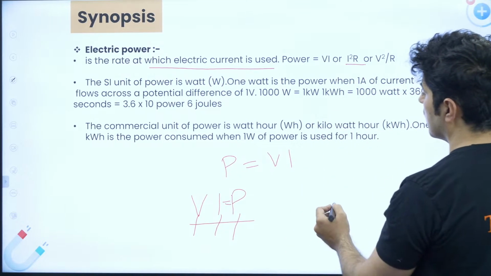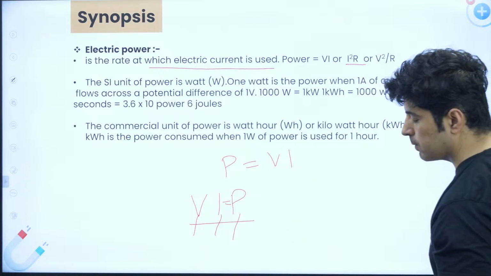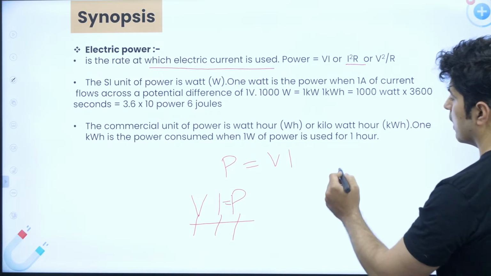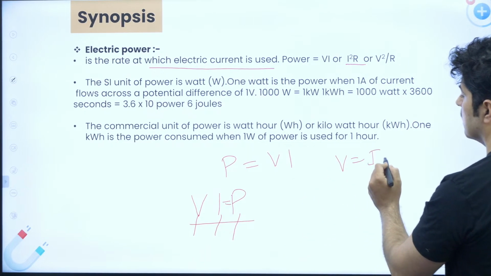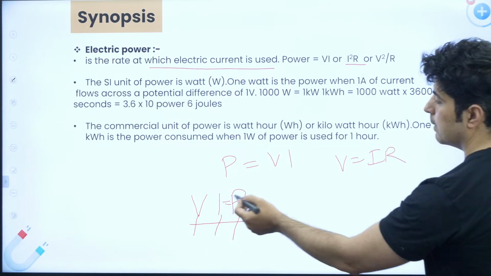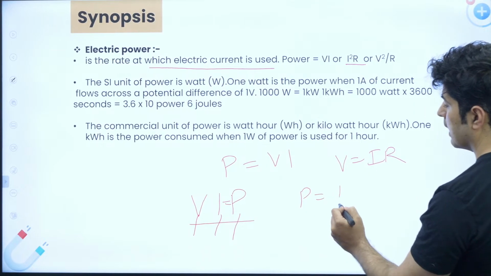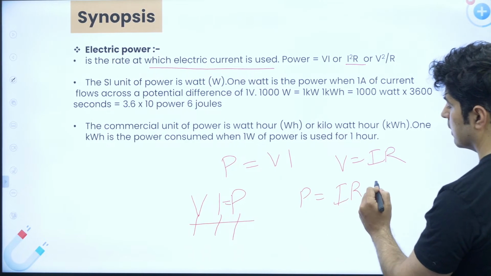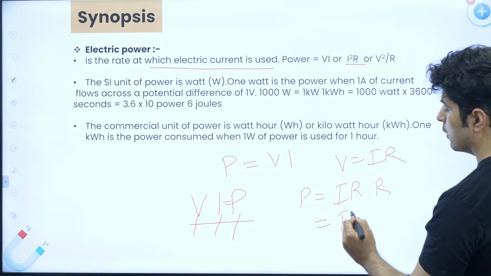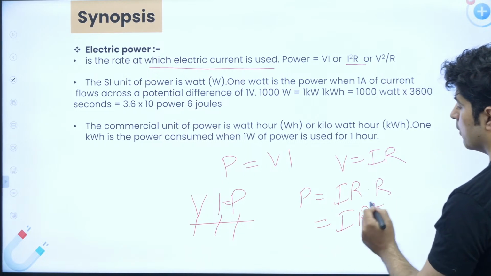Now, where does this formula come from? We know from Ohm's law that V is equal to IR. So just replace V with IR. You get power is equal to IR into I, so this comes out to be I square R. This is the second formula for power.